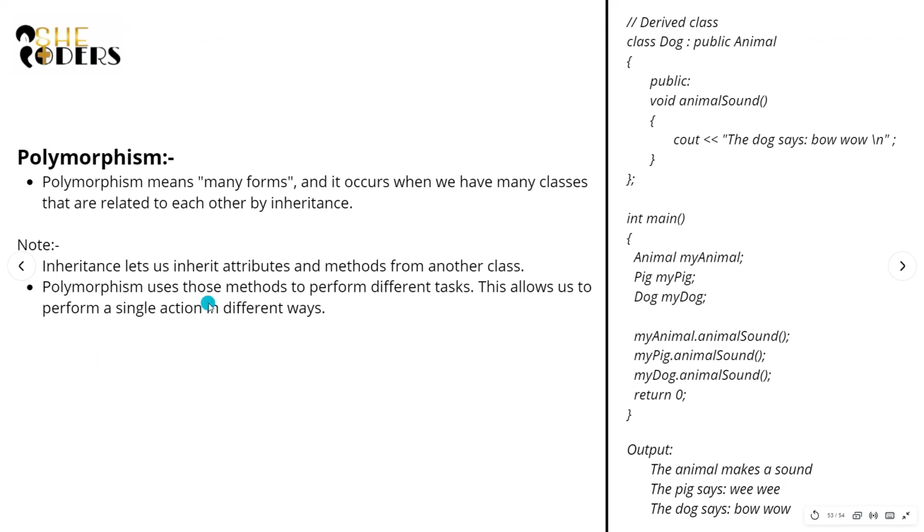So inheritance lets us inherit attributes and methods from another class, and polymorphism uses those methods to perform different tasks. This allows us to perform a single action in different ways. One name and different uses. So one thing has many forms. For example, take the word class. Normally, class also means students attending the classes, but in object-oriented programming, classes mean this piece of code, something we are creating, right?